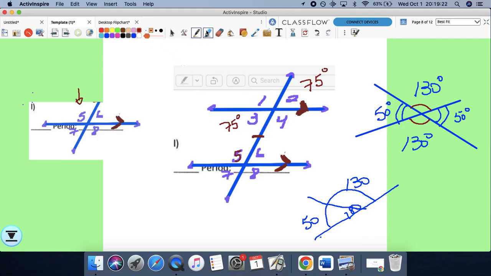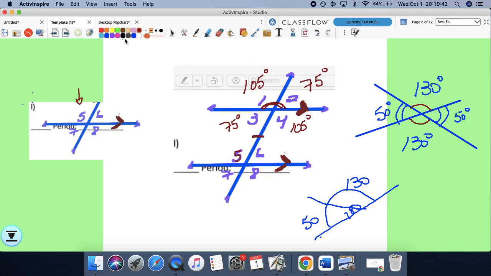So actually, let me do something. Let me find out what angle 1 is. Well, if angle 2 is 75, this guy here is 180. Angle 1 plus 2 is 180. So that would make angle 1, 105. Which, by the way, makes angle 4, 105 as well.